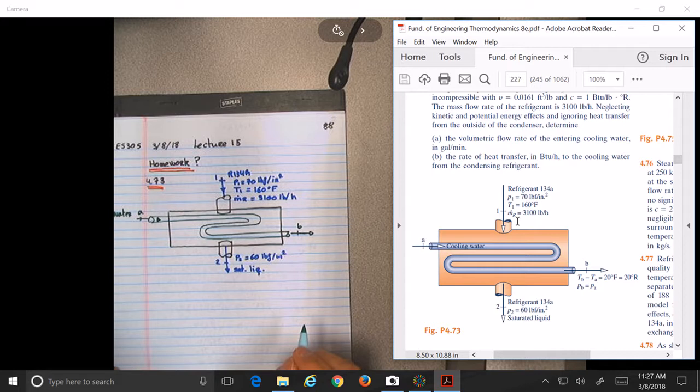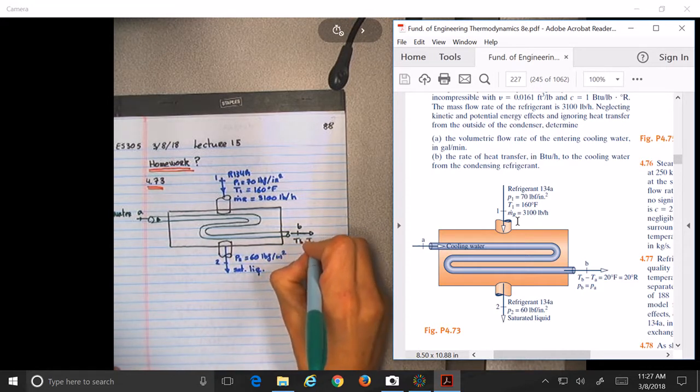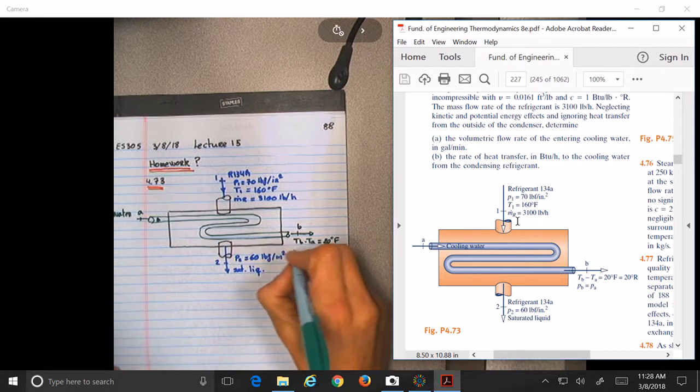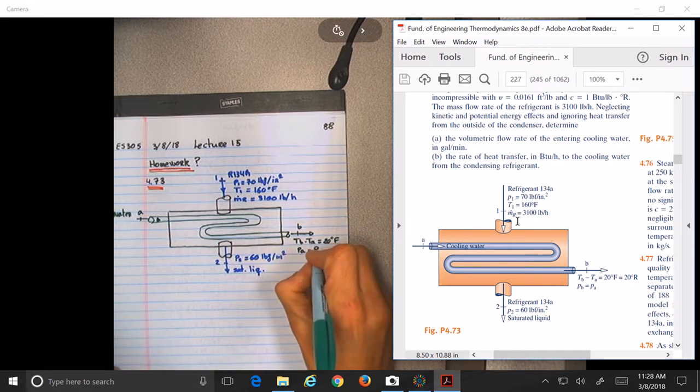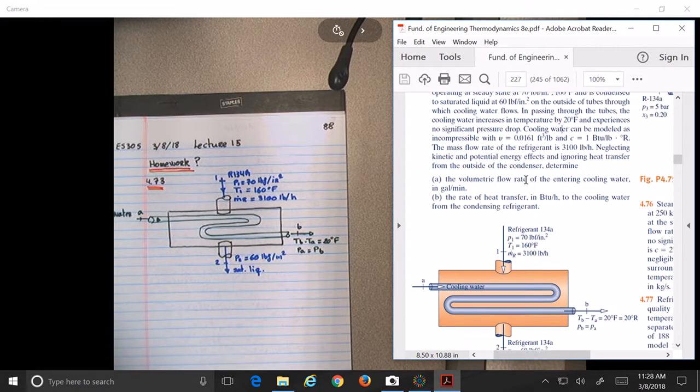Water coming out. And it looks like here they just give you the difference in temperature. T_B minus T_A equals 20 degrees Fahrenheit. P sub A equal to P sub B. Okay, and since this is just the difference in temperature, 20 degrees Rankine is also 20 degrees Fahrenheit. All right, so let's read the problem statement and see if we're missing any information.